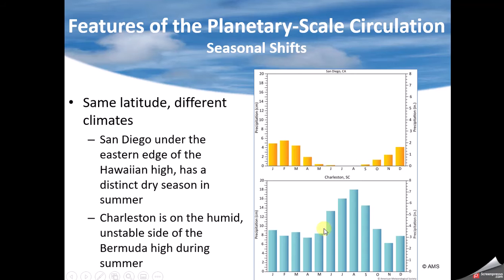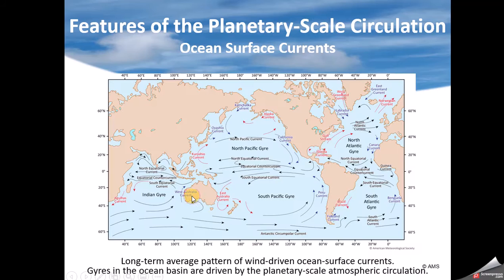Charleston's on the western side, much significantly more moisture. And here they are. Guess what? They also create ocean currents. We'll just look at ours, for example. We've all heard of the Gulf Stream here.